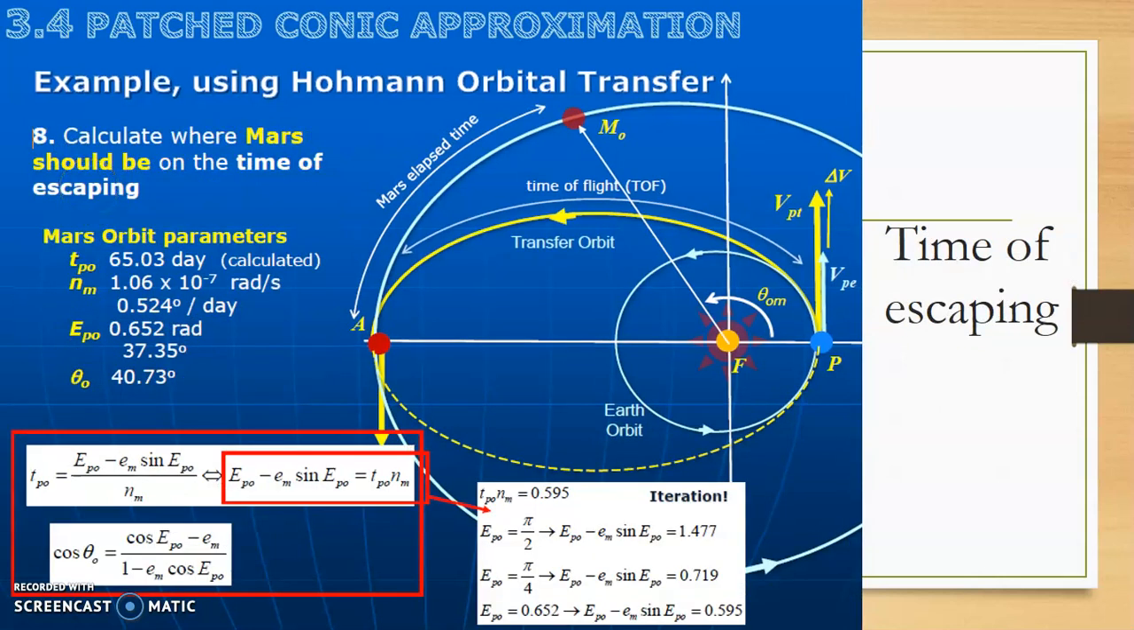So we also have the NM, that's from the equation of EPO minus little e, or we will call it eccentricity, times sin EPO equals TPO times NM. Because we already have the TPO and NM, that value becomes constant, and the eccentricity of the destination planet, which in the example is Mars, is also constant. So from that we can use those variables to find the EPO.